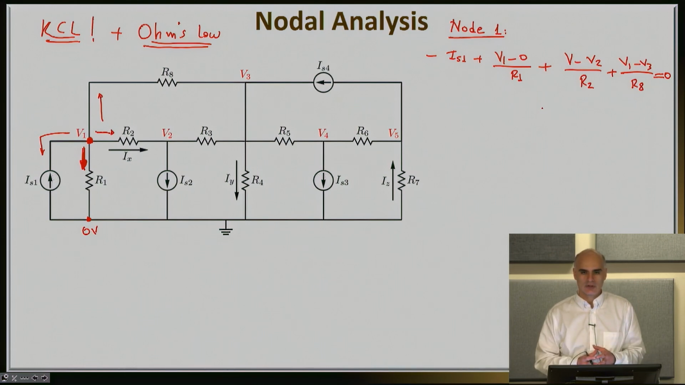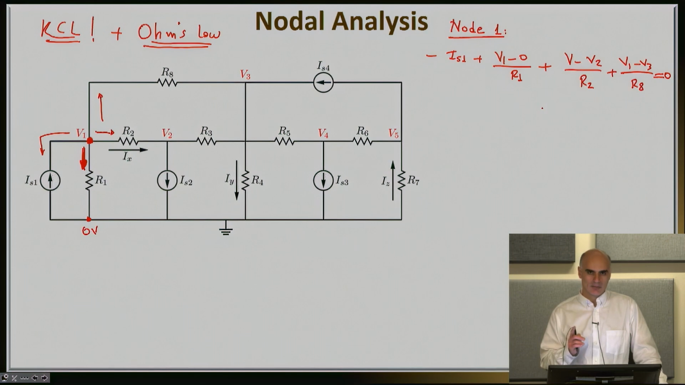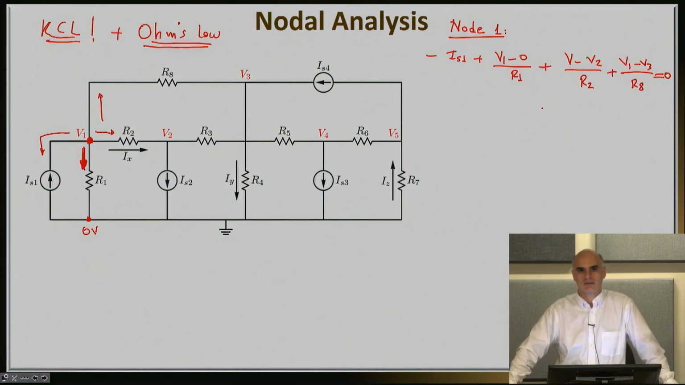I focused on node 1, and then I applied what I know, which is KCL, but every time I knew that I had to deal with the current that flows through a resistance, I applied Ohm's law for that resistance, such that I didn't have to deal with the current itself, but rather I could replace this current with a voltage that I need to find, and the unknown voltages are V1 through V5.